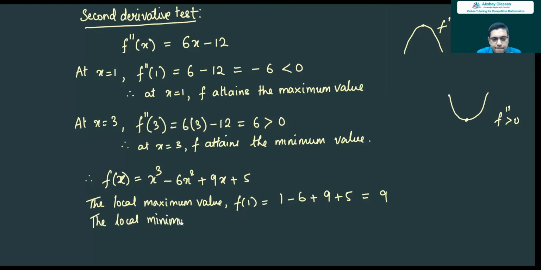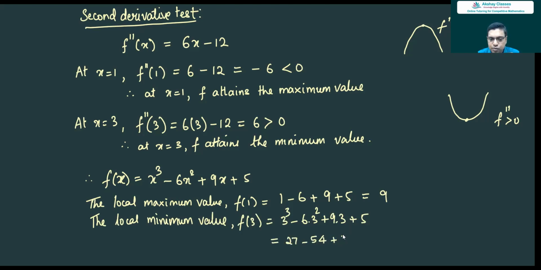The local minimum value at 3: f of 3 is 3 cubed minus 6 into 3 squared plus 9 into 3 plus 5, which is 27 minus 54 plus 27 plus 5. 27 plus 27 is 54, minus 54, plus 5 is 5. So at 1, the value is 9, and at 3, the value is 5. So this is the local minimum.